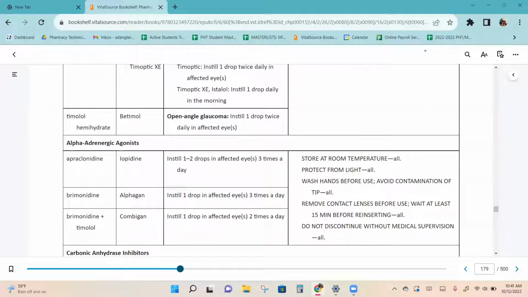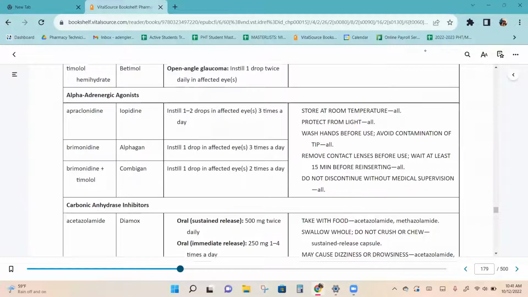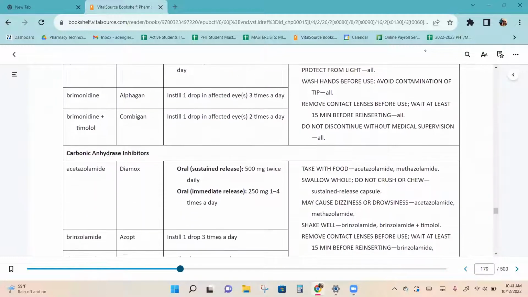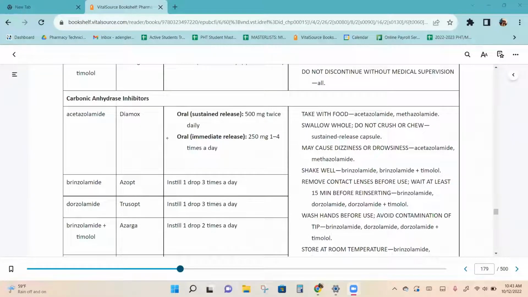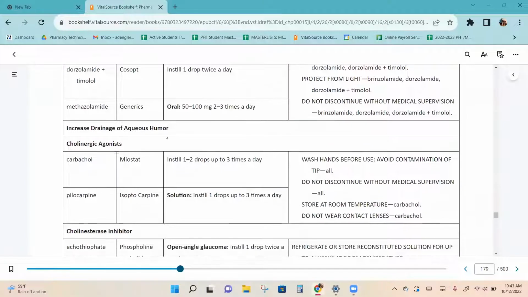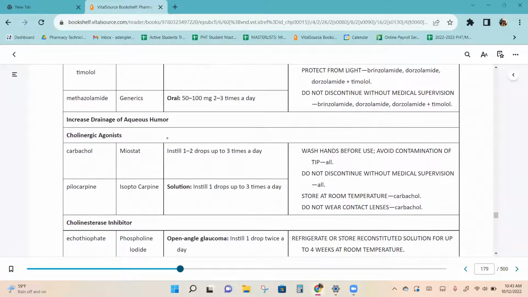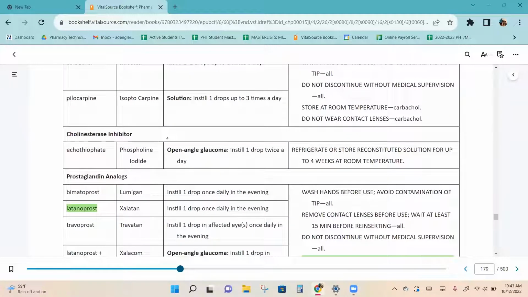For the alpha adrenergic agonists, store at room temperature, protect from light, wash hands before use, remove contact lenses before use, and do not discontinue without medical supervision. For the carbonic anhydrase inhibitors, remember we have an oral capsule, so that should be taken with food and should be swallowed whole. It can cause dizziness or drowsiness. And the other warnings are the same as the above. Same with cholinergic agonists. Do not wear contact lenses with the carbachol.